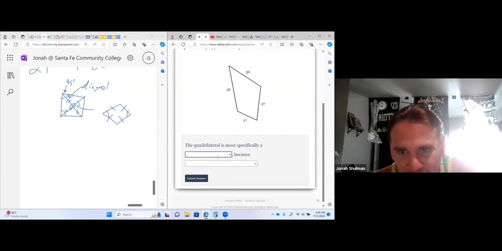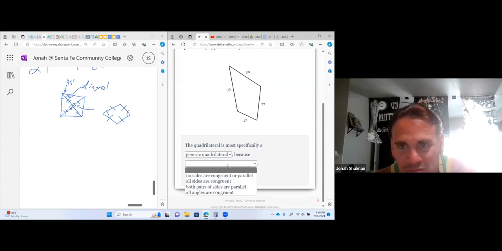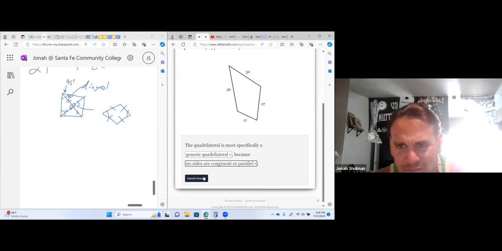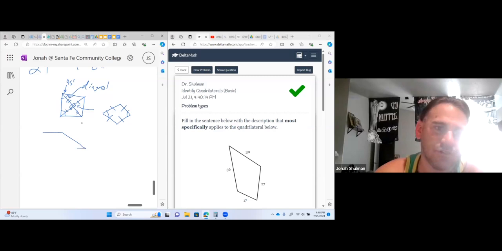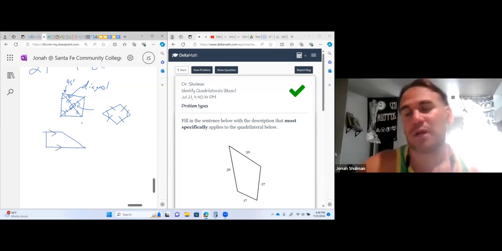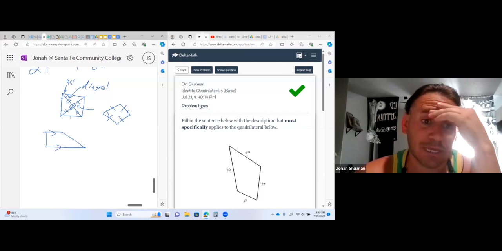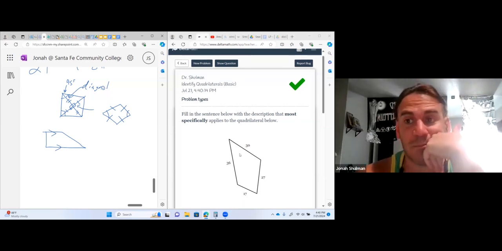No, it's a general quadrilateral. I do not believe this is a trapezoid, because these would have to be parallel and it doesn't say it. Doesn't tell me they're parallel, so no trap for us. A trapezoid just has one pair of opposite sides parallel. One side's parallel, and one side isn't. That's what makes it a trap.